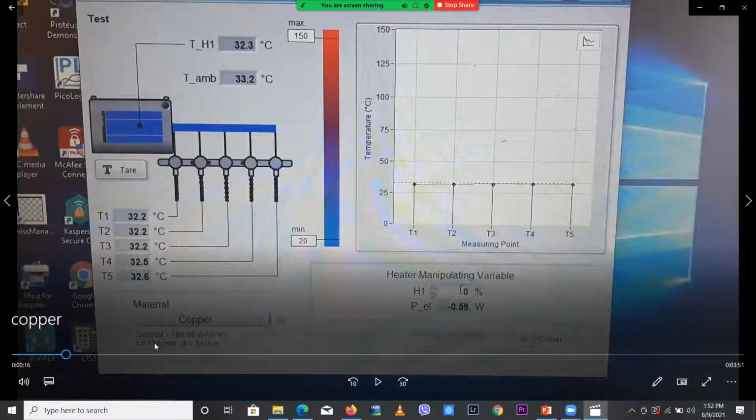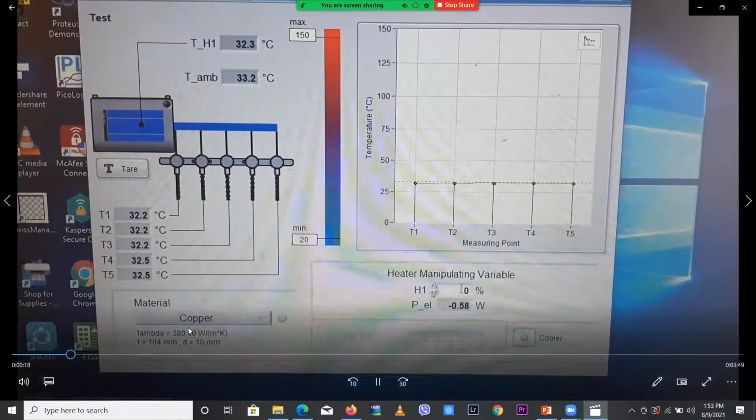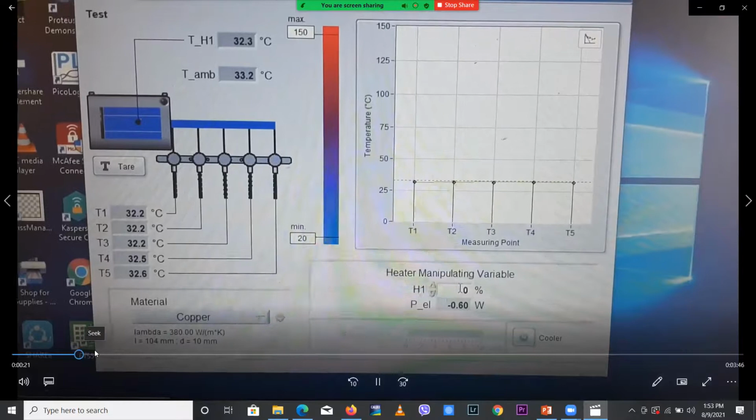So every specimen length, everything we have inputted here. The diameter of this rod is 10 millimeter and the length is 104, with 4 millimeter inside the heater. So from the first point to the final point, this length will be 100 millimeter. When we apply the heat, the heater will produce heat, then heat will flow from this side to this side. Using this sensor, it will automatically plot the graph.